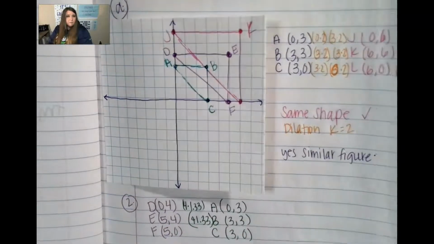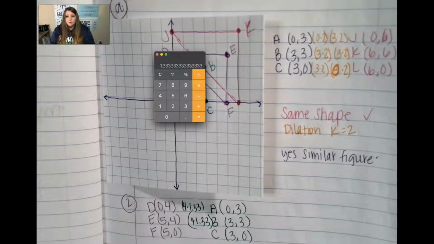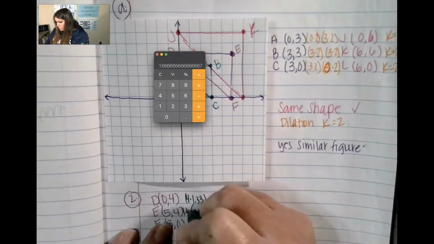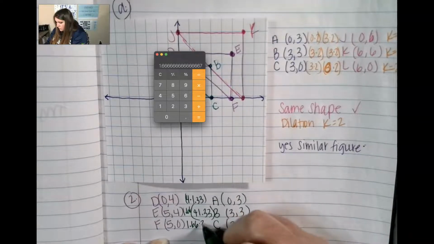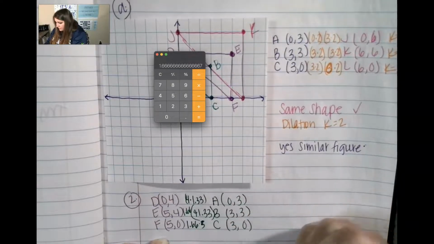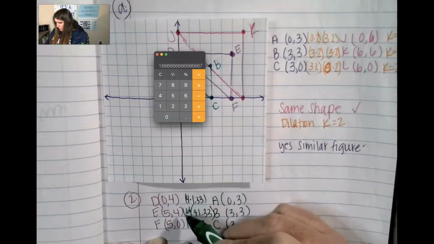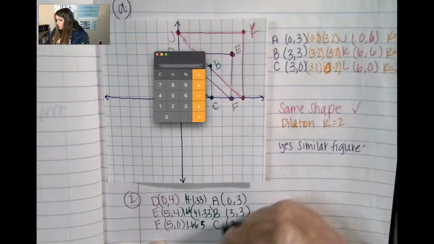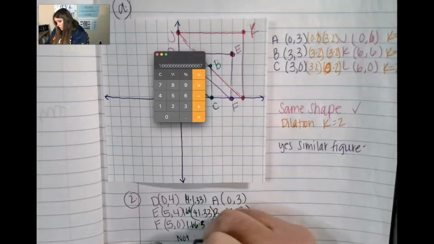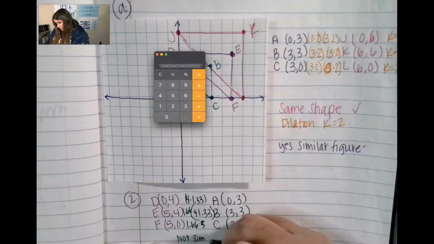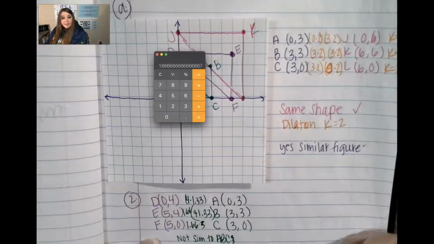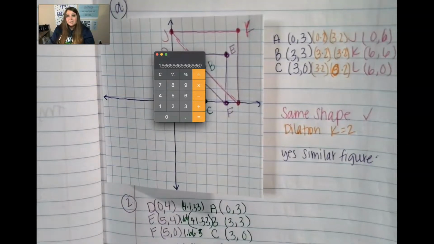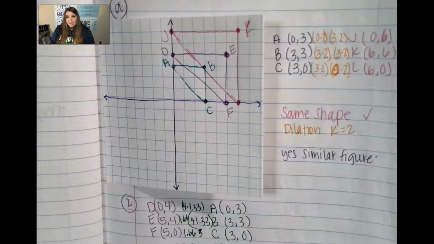Let's try 5 divided by 3. 5 divided by 3, ooh, 1.66. See, it doesn't work out because already we have two different numbers. We have 1.66 and 1.33. So it is not similar to ABC. Oh, just ABC. Okay.